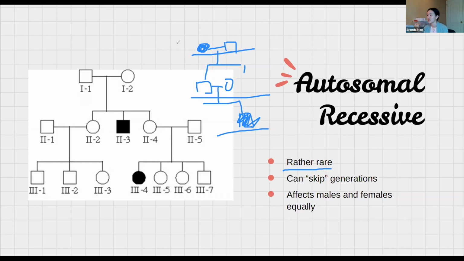Oh, wait, someone raised their hand. Nobody raised their hand? I'm so confused.